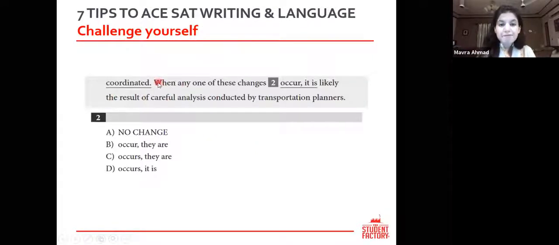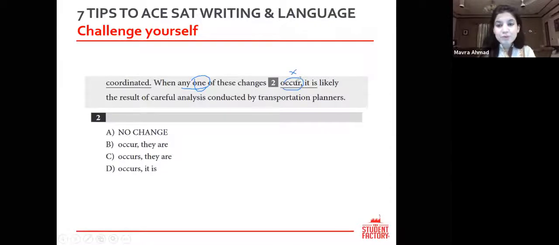Number 2, when any one of these changes occur, it is likely the result of careful analysis conducted by transportation planners. अब यहाँ पर the problem with occur is कि it's not showing us consistency. If we look at the beginning of the sentence, when any one, we're talking about one out of all the changes, right? When any one of these changes occur, तो जब हम एक subject की बात करें, we're talking about just one subject. So why do we have a plural noun, a plural verb over here? We need to correct this verb. This is not making sense.